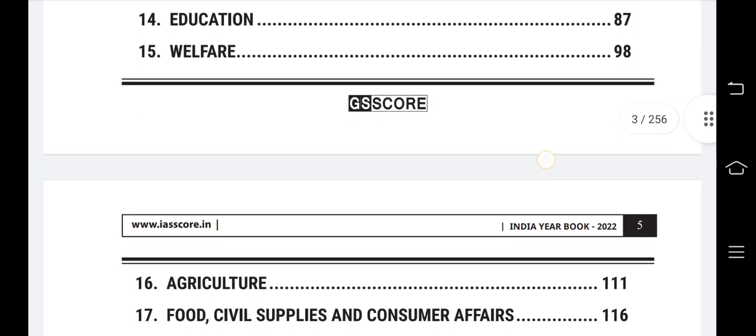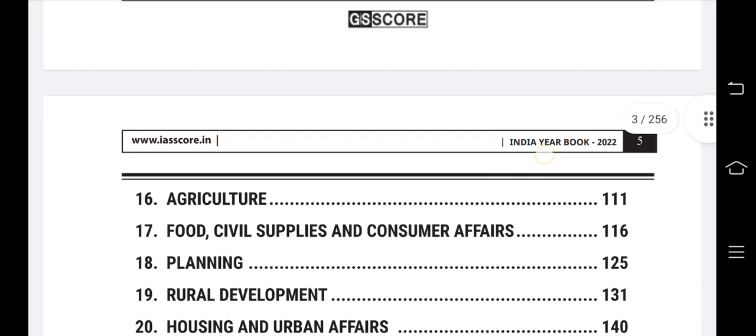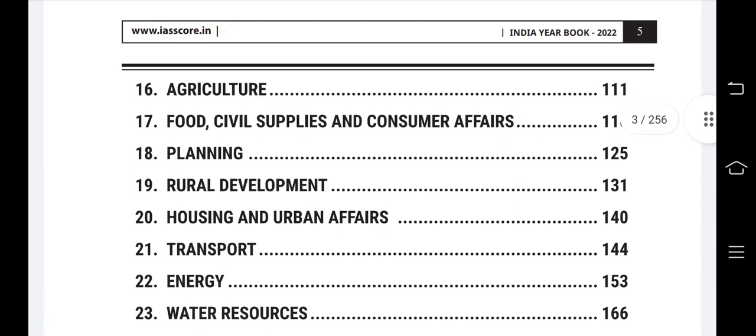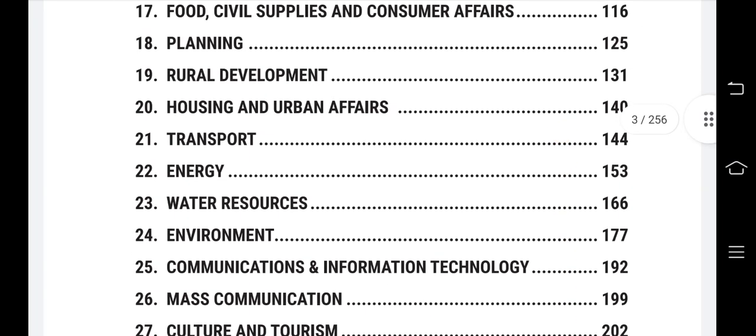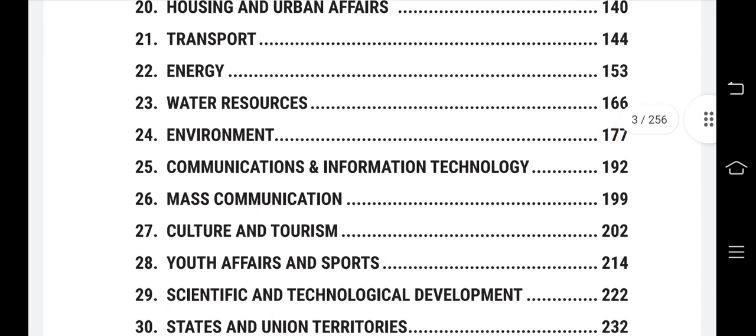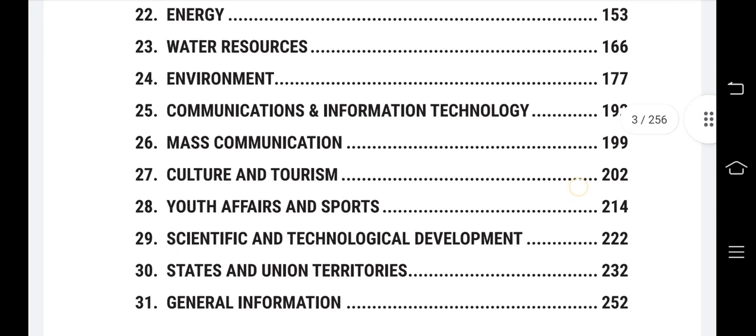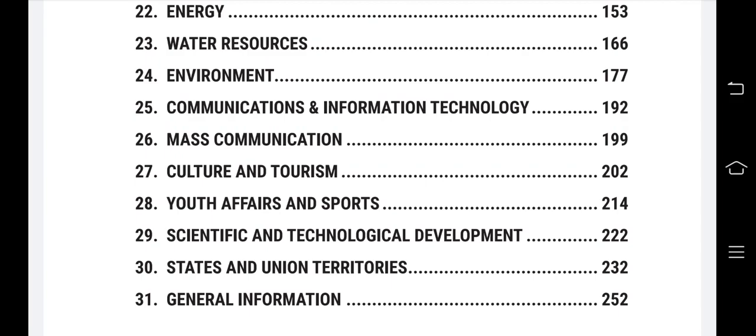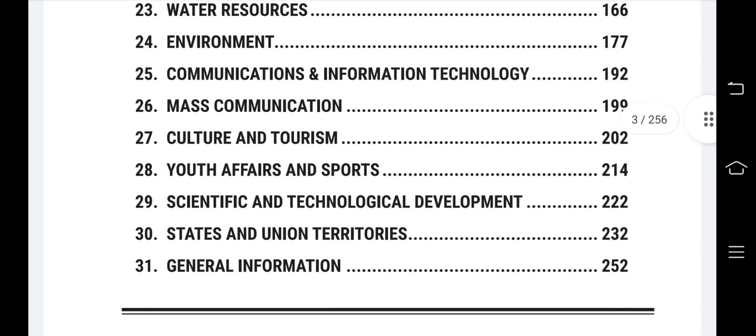14th, education. 15th, welfare. 16th, agriculture. 17th, food, civil supplies and consumer affairs. 18th, planning. 19th, rural development. 20th, housing and urban affairs. 21st, transport. 22nd, energy. 23rd, water resources. 24th, environment. 25th, communication and information technology.